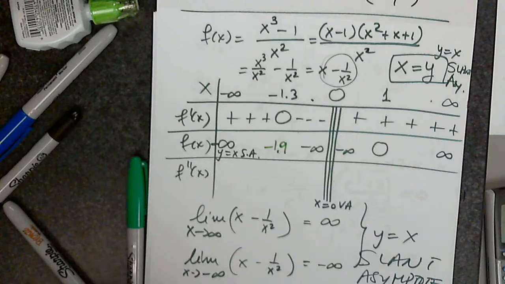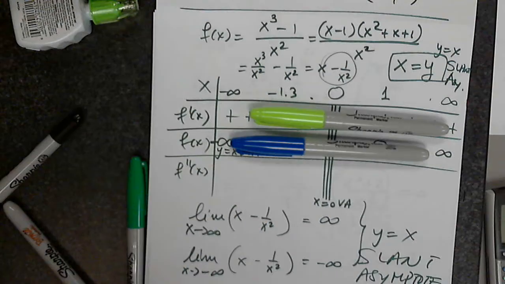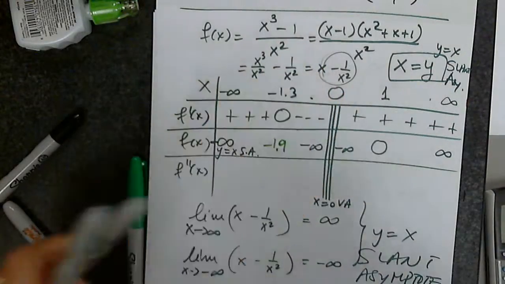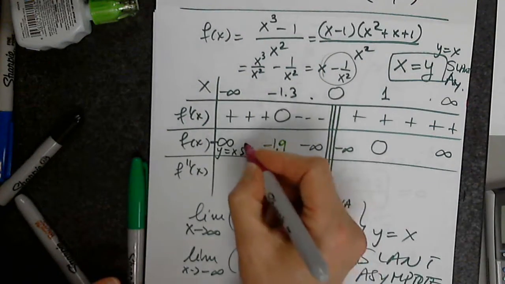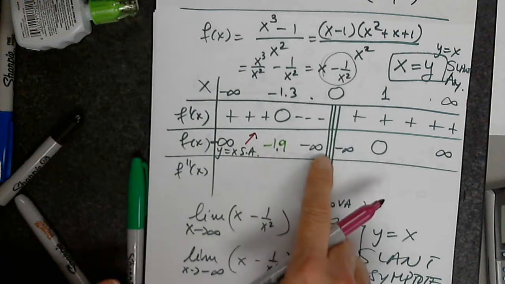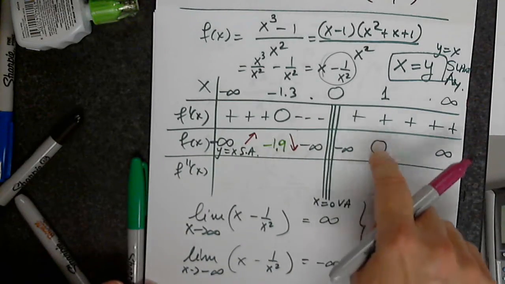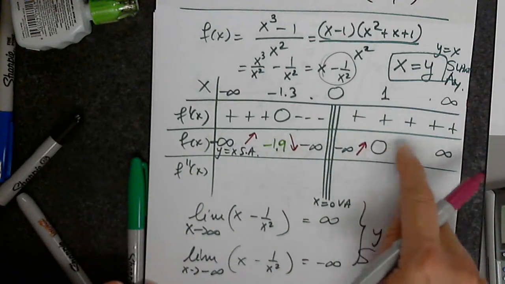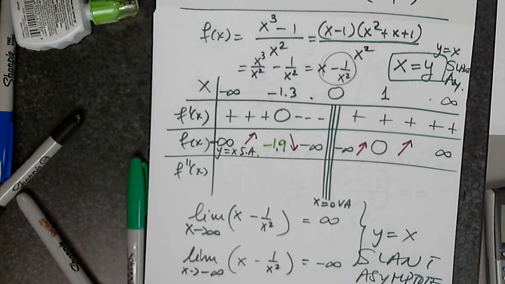Now the moment of truth. I'm trying to see if these two work. If they don't, then I catch my mistake right now. Okay, from negative infinity to negative 1.3, definitely increasing. From negative 1.3 to 0, definitely decreasing. From negative infinity to 0, definitely increasing. From 0 to infinity, definitely increasing. So I assume I'm correct.